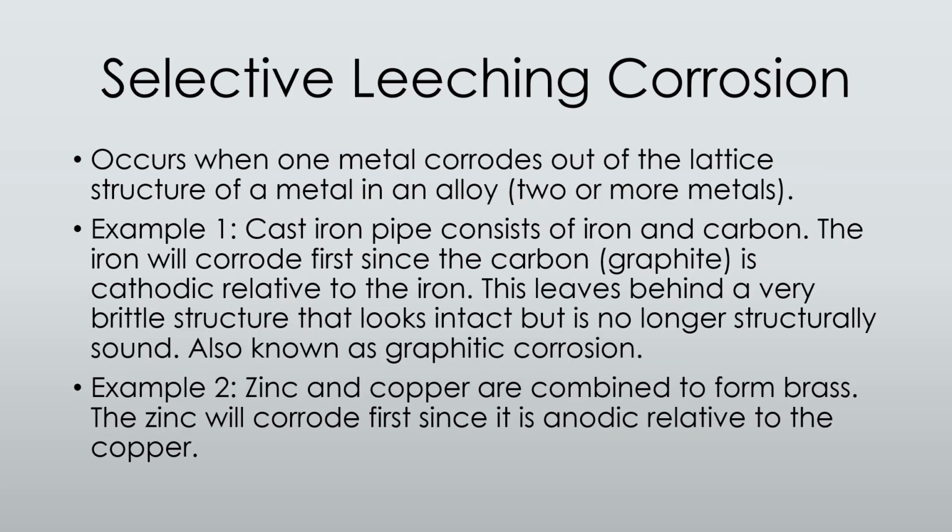All right, selective leaching corrosion. This occurs when one metal corrodes out of the lattice structure in an alloy, so two or more metals that create an alloy. First example, cast iron pipe consists of iron and carbon. The iron will corrode first since the carbon, which is graphite, is cathodic relative to the iron. This leaves behind a very brittle structure that looks intact but is no longer structurally sound, also known as graphitic corrosion. And example two, zinc and copper are combined to form brass. The zinc will corrode out first since it is anodic relative to the copper.